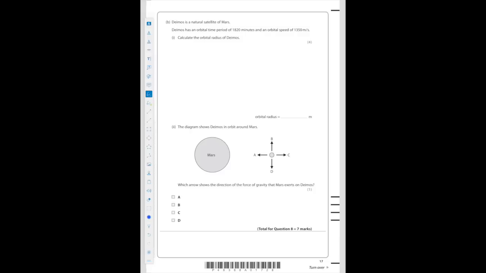Deimos is a natural satellite of Mars. Deimos has an orbital time period of 1,820 minutes and an orbital speed of 1,350 meters per second. Calculate the orbital radius, and we've been given the time period and the orbital speed, so I like to underline those and just have a quick look down here. We're in meters, so we're looking at standard SI units everywhere. And this here needs converting because minutes is not the standard SI unit, so obviously we need to convert that to seconds by doing 1820 times 60 to get 109,200.